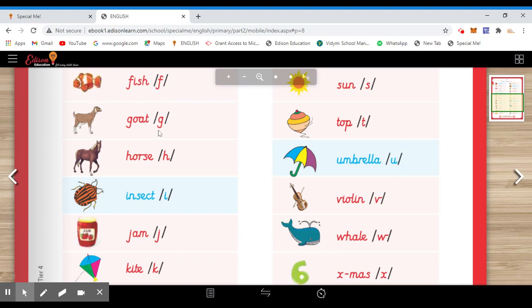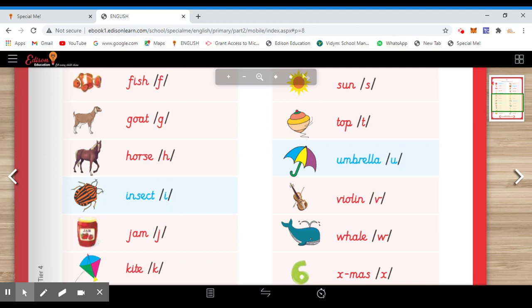Next, which letter is this? This is letter G and G is a phonic sound of letter G. G, G, goat. Next, H. H, horse. This is letter H and H is a phonic sound of letter H. Next, this is letter I.